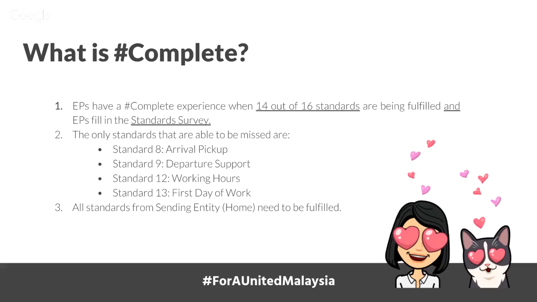If you noticed in the first slide, I put "road to complete". So what exactly is complete? Complete is a term that was introduced only last term, when we started to measure a lot in terms of making sure every EP we send out gets a quality experience. Complete is when 14 out of 16 standards are fulfilled, and the EP actually feels the standards. The only standards that are allowed to be missed are 8, 9, 12, and 13, which means out of these four, only two can be missed. If you miss any standard outside of these four, the EP is not complete.